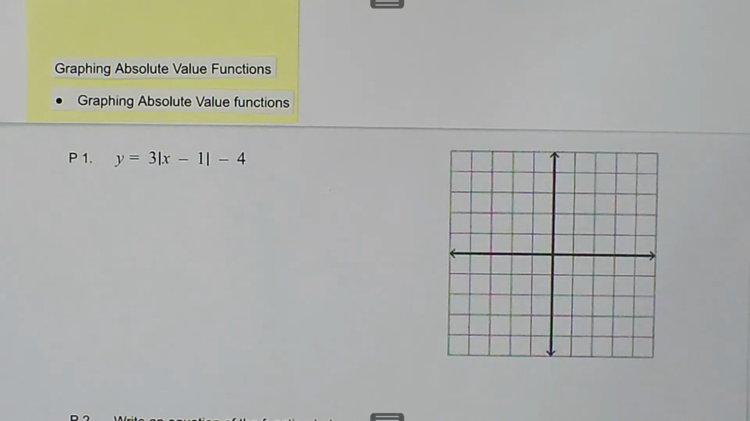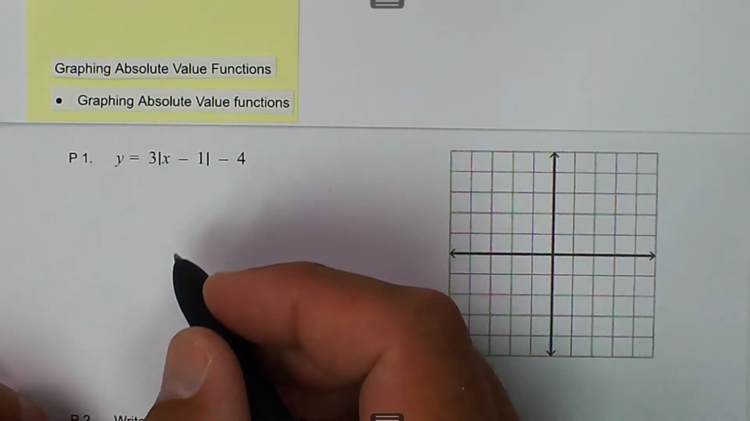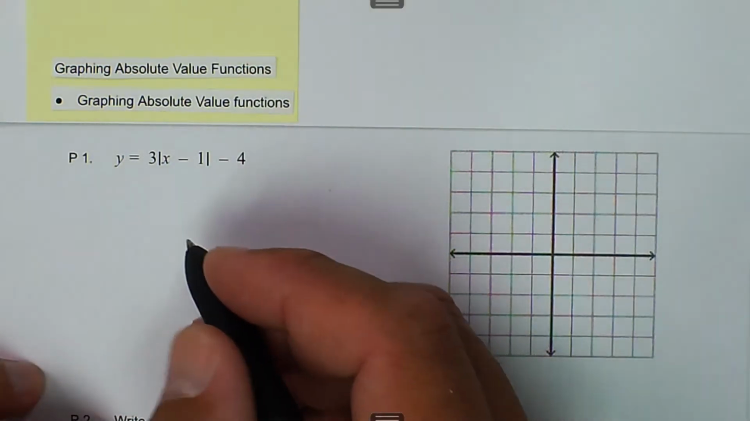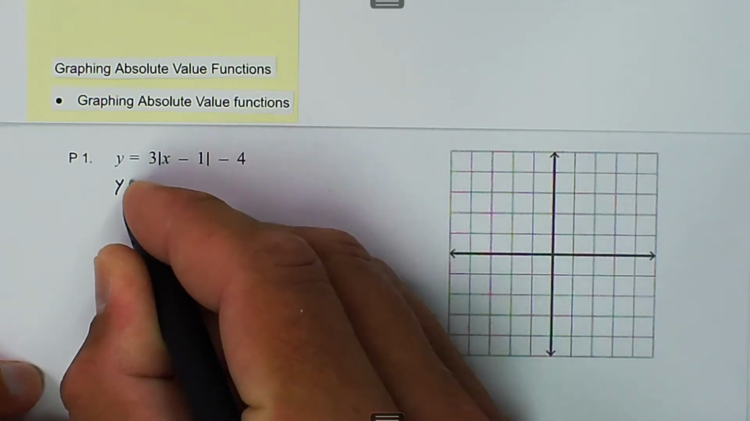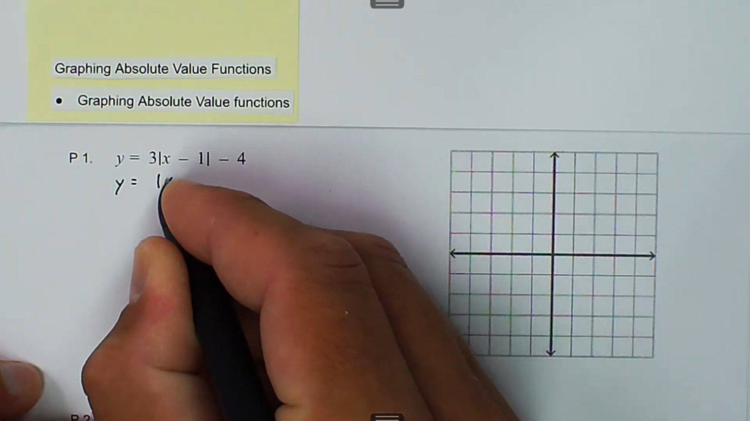Talking about graphing absolute value functions, and here we have the example y equals 3 times the absolute value of the quantity x minus 1, and then minus 4. So same thing, we want to write out the general form of the absolute value equation.